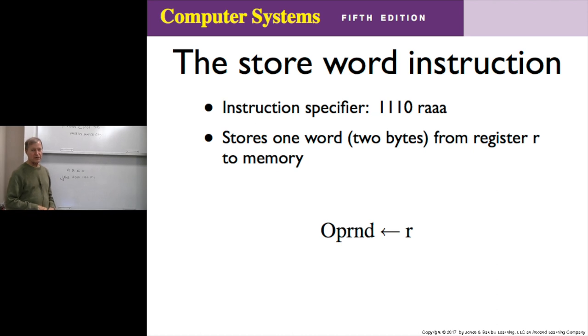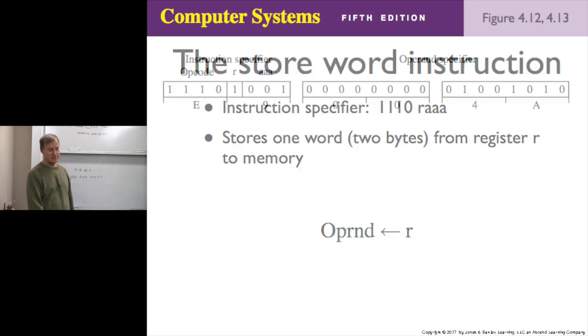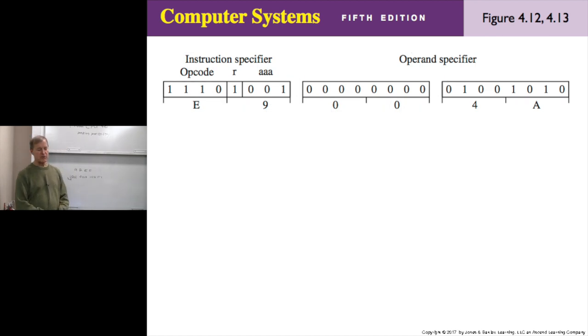Now, let's do another one. Let's do the store word instruction. The instruction specifier is 1100, and then we have the register R field and the addressing AAA field, and that stores 2 bytes from register R to memory. In this case, the status bits are not affected. So here, in figures 4.12 and 4.13, is an example instruction. If you write out the instruction in hex, it would be E9004A.